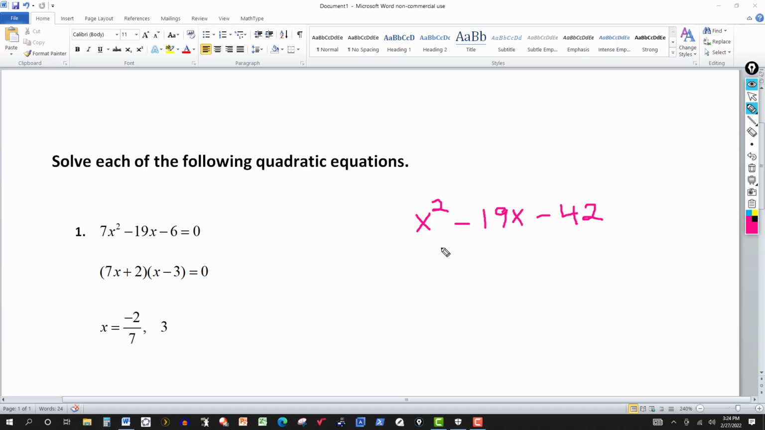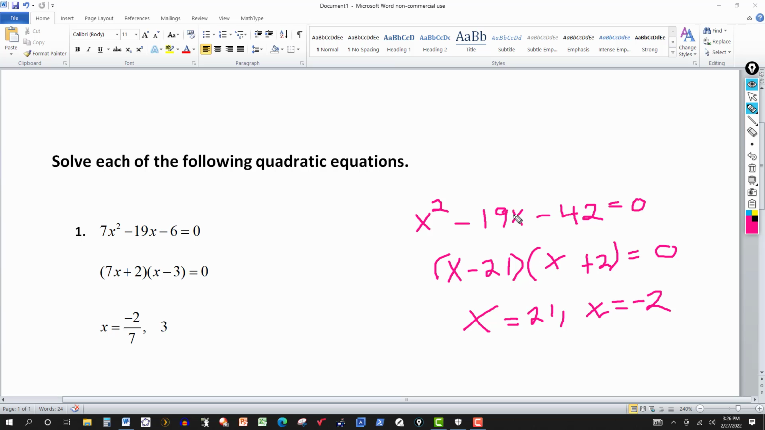And we got the negative 21 and the 2. So we could factor this out: x minus 21 and x plus 2. And now we have this factored out, set each factor equal to 0, so x minus 21 equals 0 when x is 21, and x plus 2 is equal to 0 when x is negative 2. Now, these are the solutions to this equation, x squared minus 19x minus 42, not this one, that's a different equation.